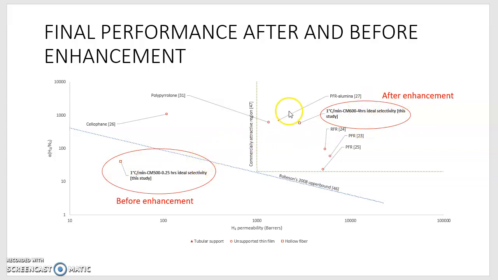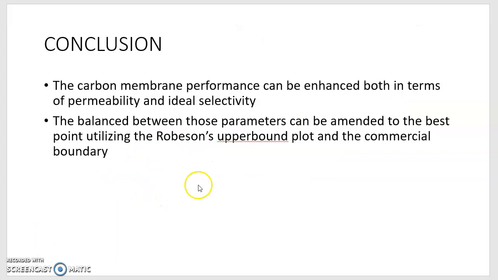We believe that at this point, further enhancement or incorporation of secondary materials into the enhanced carbon membrane will produce significant differences as compared to non-enhanced carbon membrane. We can conclude that carbon membrane performance can be enhanced significantly, and the balance between the permeability and ideal selectivity can be adjusted by the pyrolysis temperature and Robeson mapping to produce the best result.